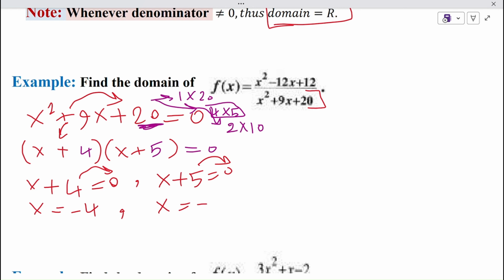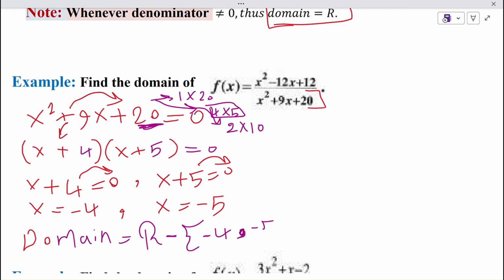So domain is equal to R except the value of x. Here we have two values of x, minus 4 and minus 5. This is the domain of this function. Okay, let's solve another example.